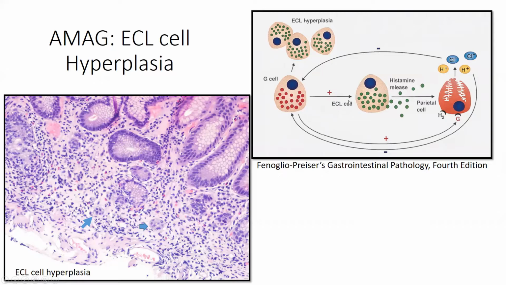And the reason for the ECL cell hyperplasia is because of the attack on the parietal cells, they are destroyed. There's no acid, which stimulates your G cells to produce gastrin, which in turn stimulates ECL cells to release histamine. And the histamine is trying to make the parietal cells produce acid, but that doesn't happen because there are no parietal cells. So this absence of acid keeps stimulating the G cells to produce gastrin, which keeps stimulating the ECL cells, and then you get the ECL cell hyperplasia and it becomes this endless loop.